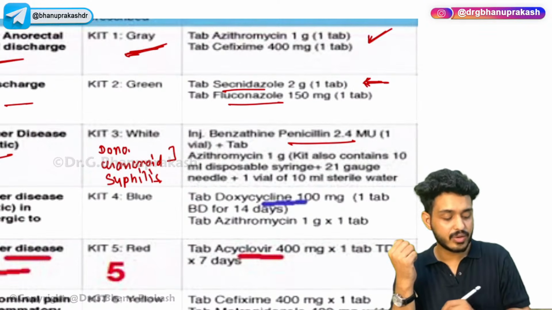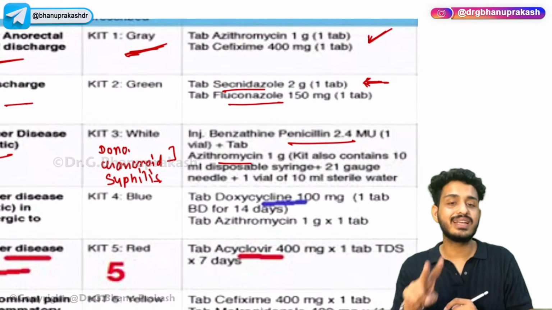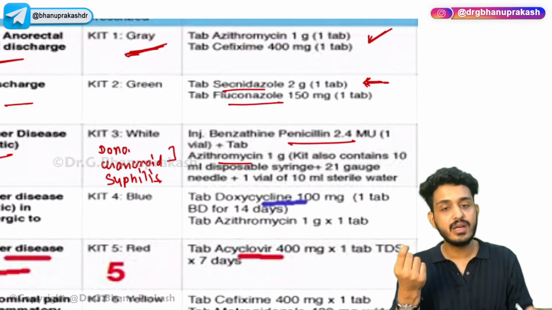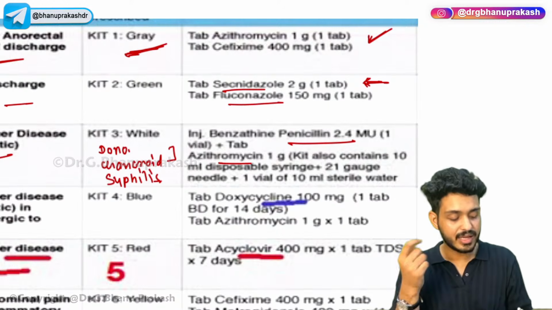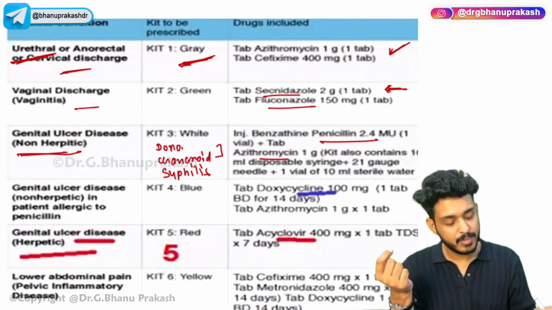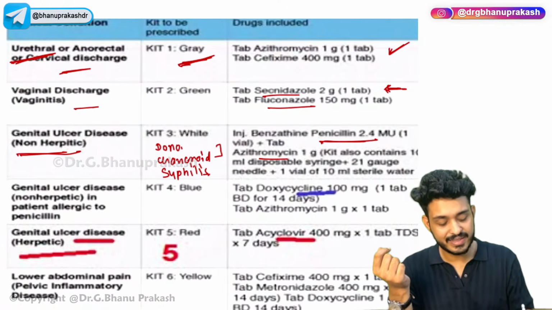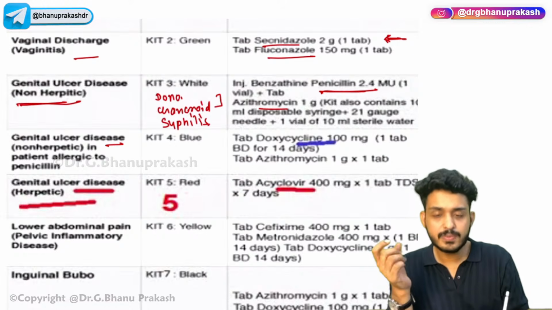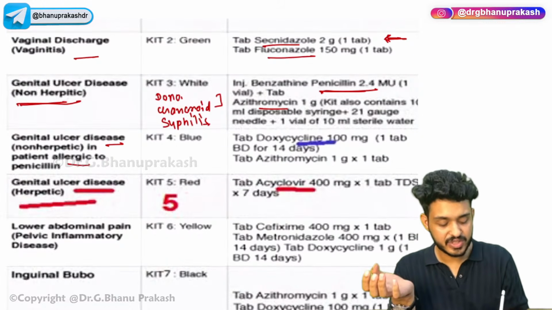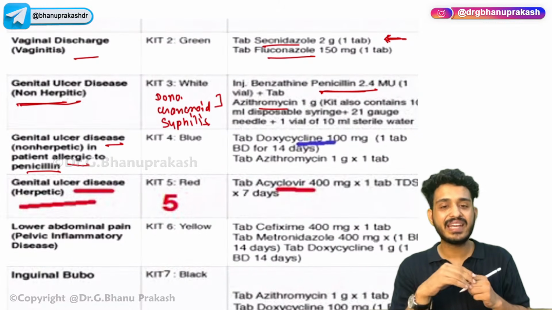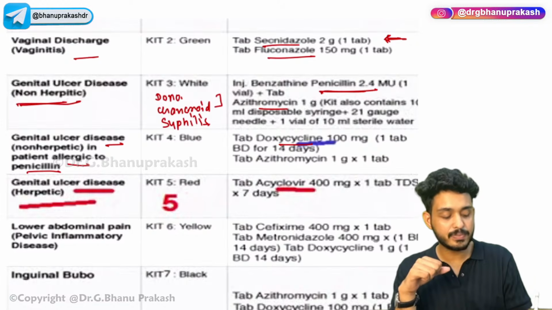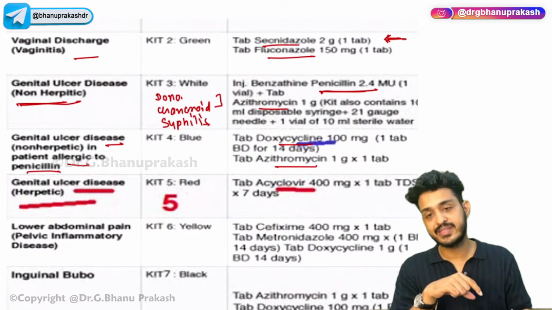For chancroid and donovanosis, I can treat it with azithromycin. A single dose would be good enough for that. Okay, 1 gram of azithromycin I can give. But some patients are allergic to penicillin. For those patients who have a genital ulcer and are allergic to penicillin, what can I give in place of penicillin? I can use doxycycline or azithromycin.